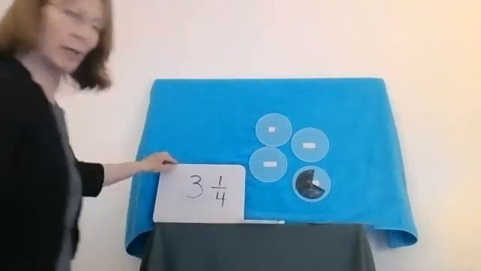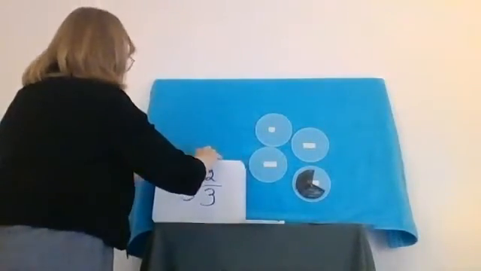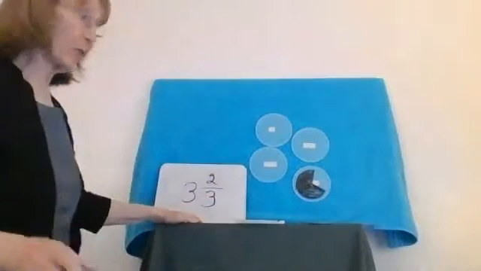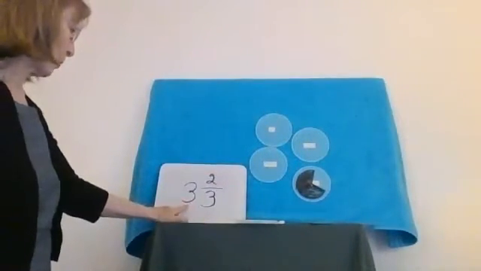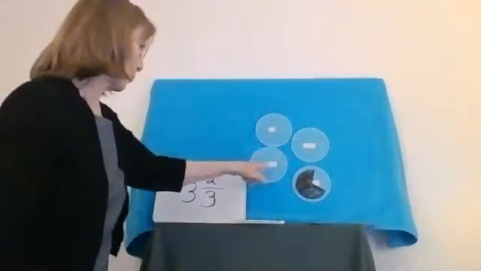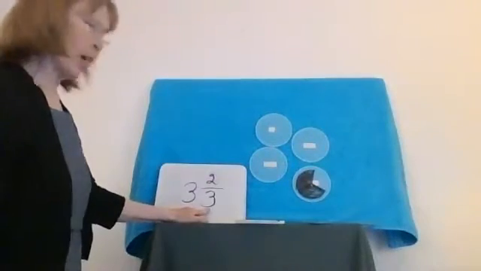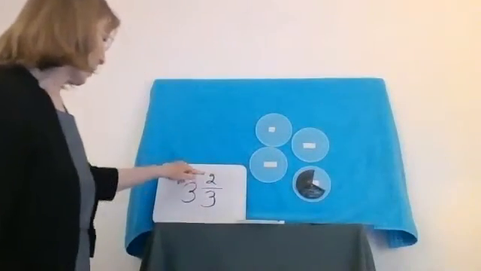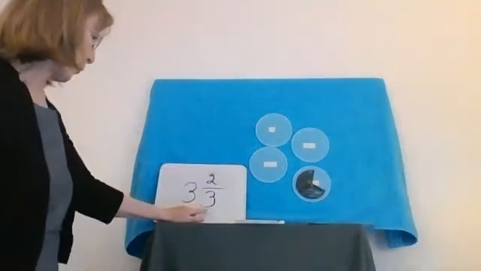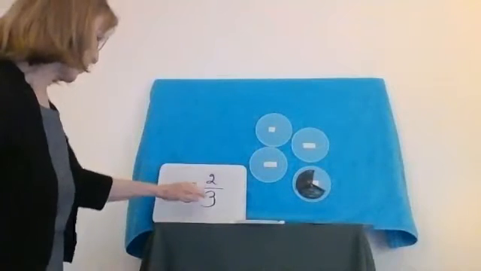So we would write it like this. Remember, this is a mixed number. Here's all the ones that are whole numbers. 1, 2, 3. So 3. And how many parts of the fraction are still there? 2. So we would write a 2 over the top and 3 at the bottom. It's called 2/3.